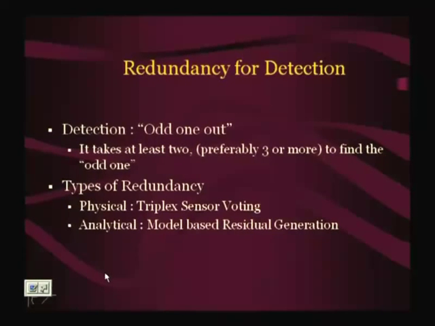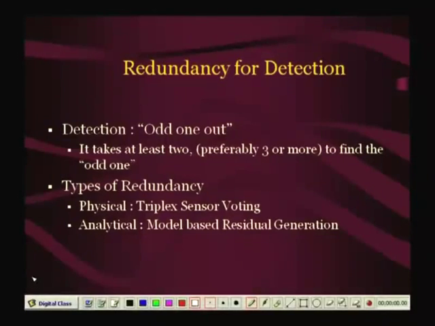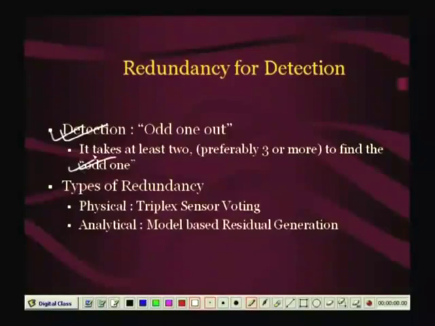This is an idea which says that if you want to detect whether something is a failure, you need redundancy, because you need another copy of the signal with which you are going to compare. Unless you have redundancy, you cannot compare a signal with something, and you cannot therefore say whether this signal is behaving, quote unquote, normally. So detection is actually the problem of finding the odd one out, and to find the odd one out, it takes at least two, but even sometimes with two we cannot detect which one is the odd one out. So therefore we often need three.